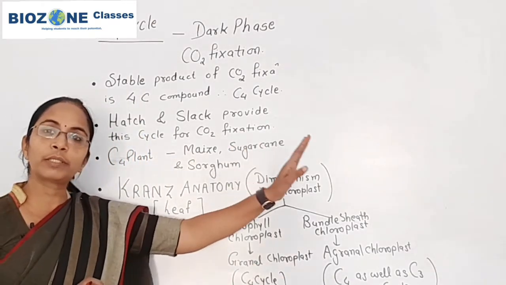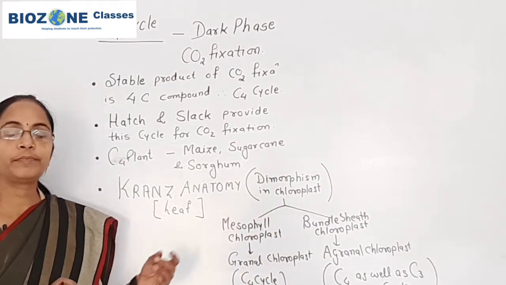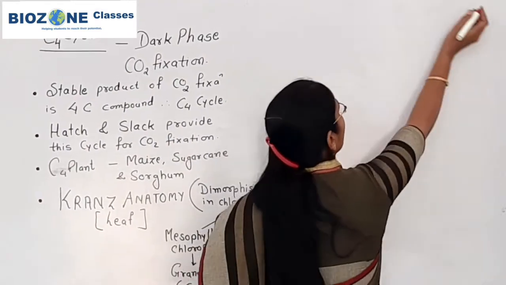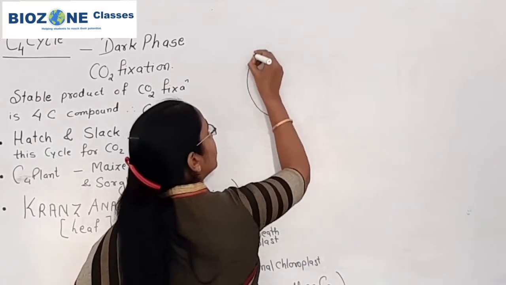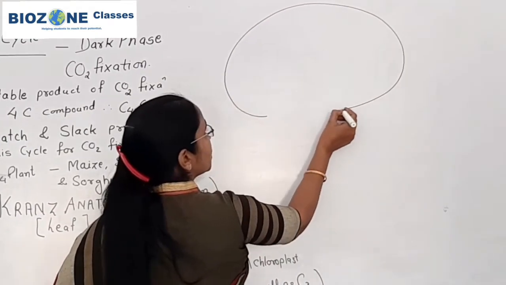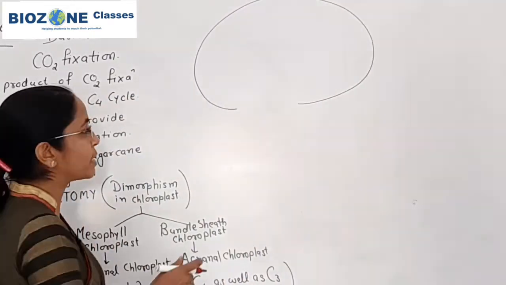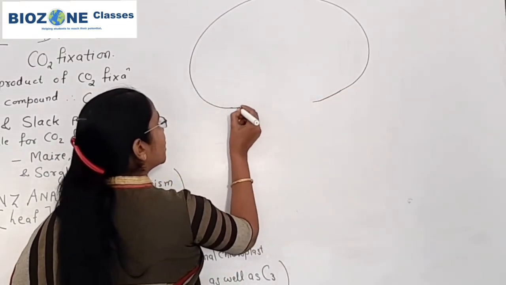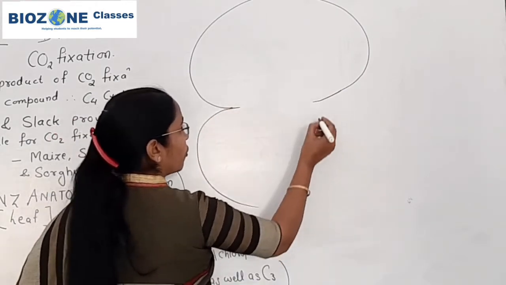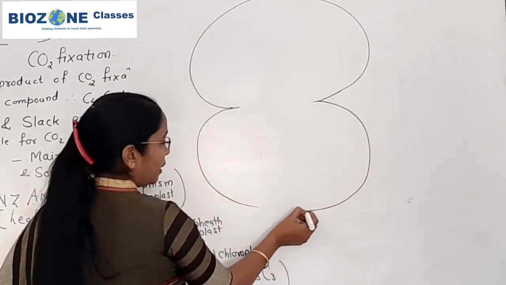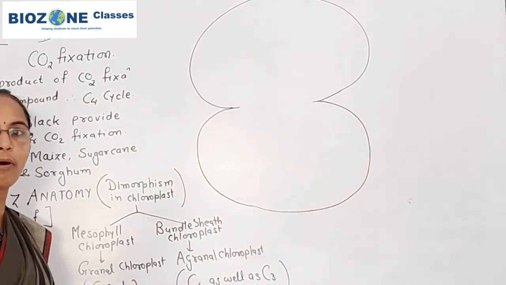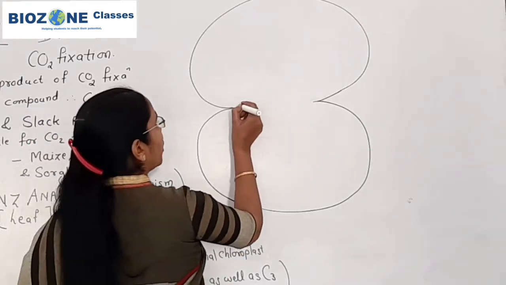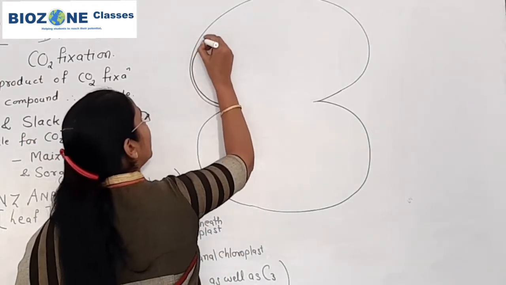And now I come towards the cyclic path of the C4 cycle. Here I draw the 2 cells. This is the upper cell, that is the mesophyll cell. This mesophyll cell, you remember, is connected to the bundle sheath cell with the help of plasmodesmata or cytoplasmic strands. So here we draw the plasma membrane.